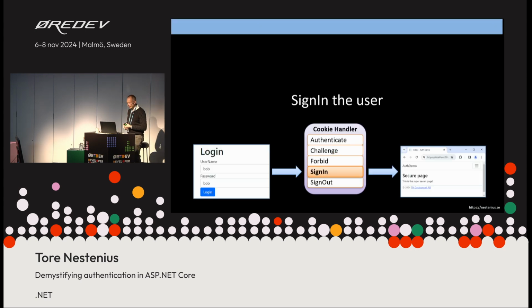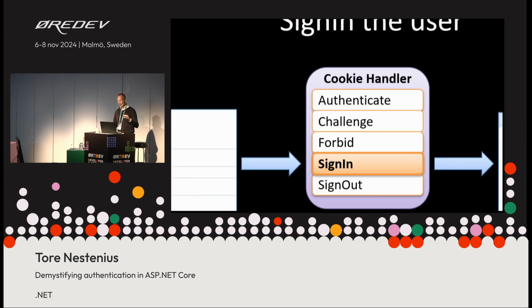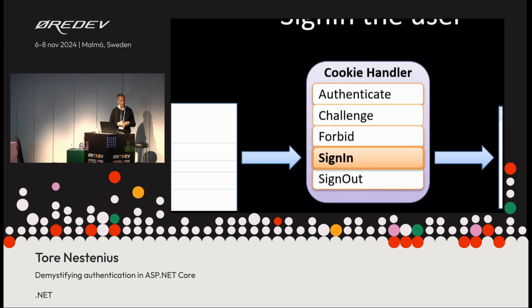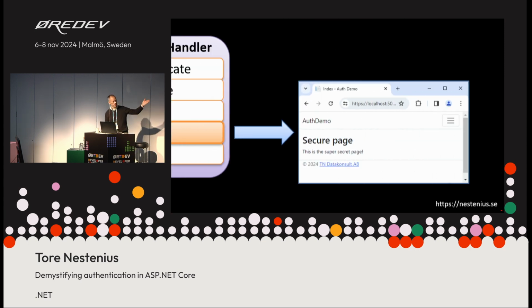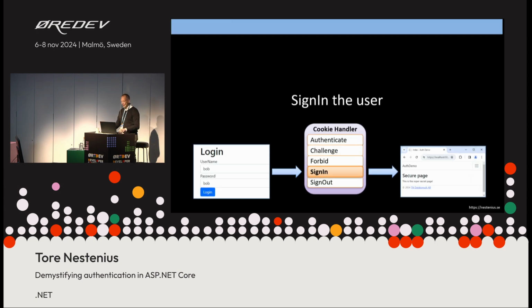So next, okay, we have a login page, but this does not really have an implementation yet. So we need to look at how we sign in the user to this application. We want that when you click on login on the login page, you call the sign in operation on the cookie handler so that it can sign in the user and then you can access this secure page. That's our next goal. So how do we do that?